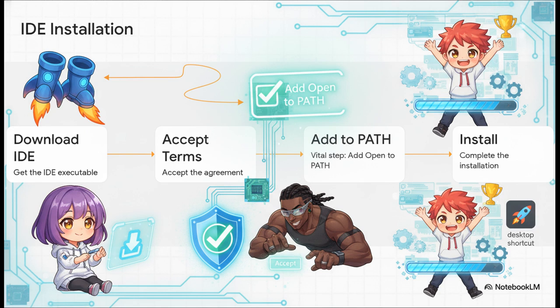If you are on a Windows machine, you will see a little checkbox that says Add Open to Path. You absolutely must check that box. It is a vital step. If you don't add it to your path, your computer literally won't know where to find the software when we jump into the command line later. You can also check the box for a desktop shortcut if you want. Hit Next, let it install, and you are golden.